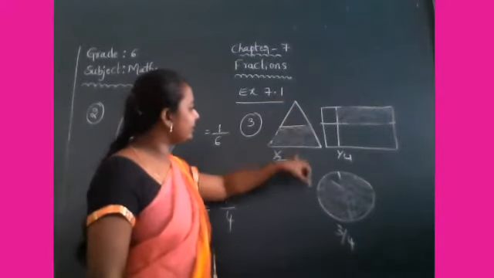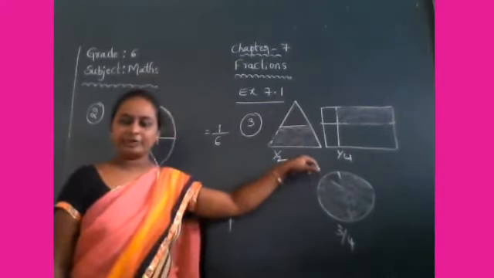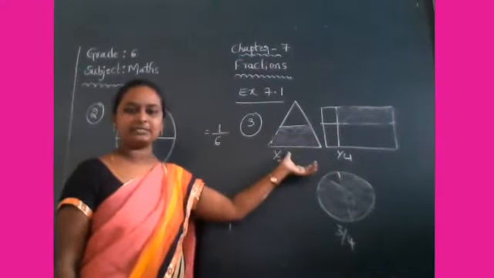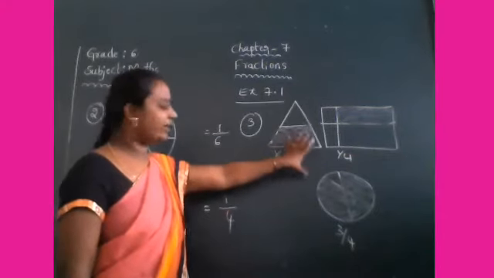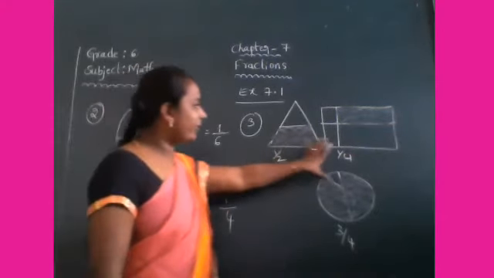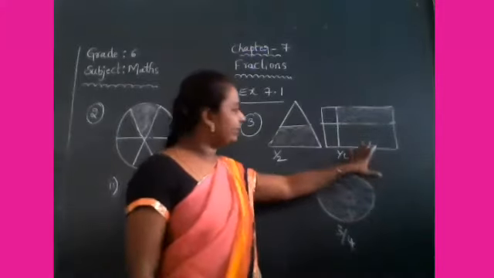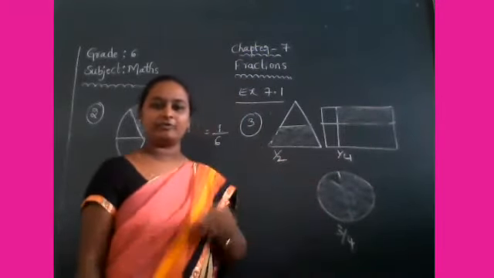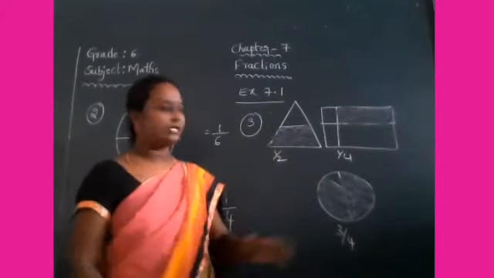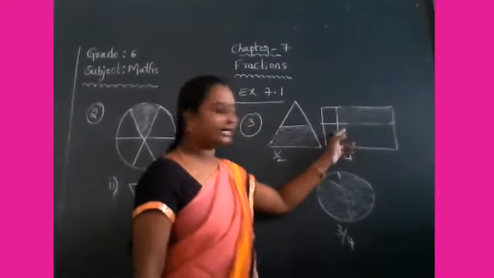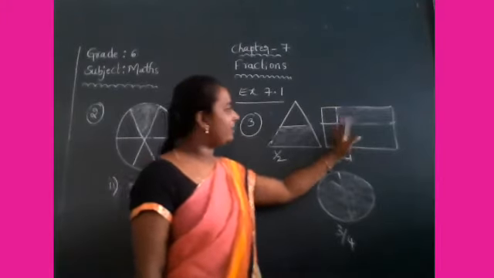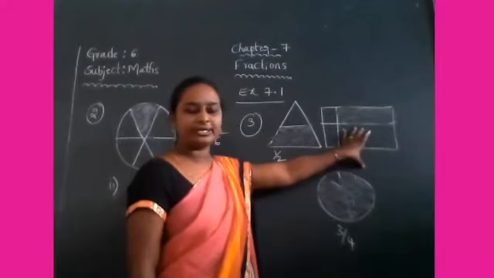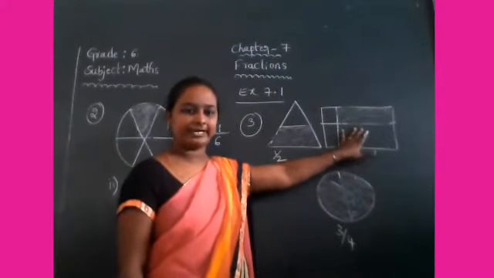So now tell me, does this figure represent the 1 by 2 fraction? This figure is not divided into equal parts, so that's why it is not 1 by 2. And what about 1 by 4? Here the figure is divided into 4 parts, but observe, all parts are not equal. So this does not represent the 1 by 4 fraction.